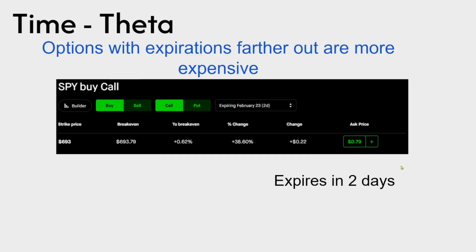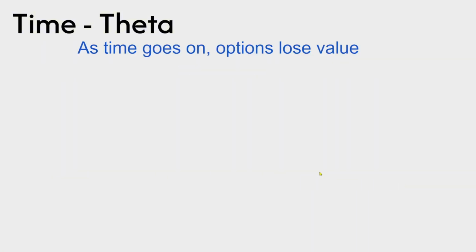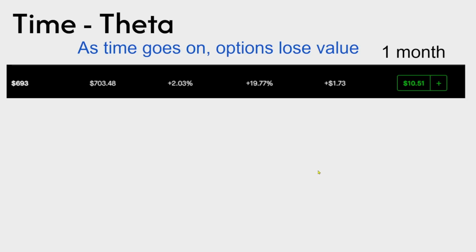Now let's look at the same strike price, but a month out instead. So here we can see this is actually $10.51. So it's about 15 times more expensive, and the only variable that we changed was the expiration, putting it farther out. So this shows that earlier on, an option has more value. And after you've bought it and time goes on, your option loses value.